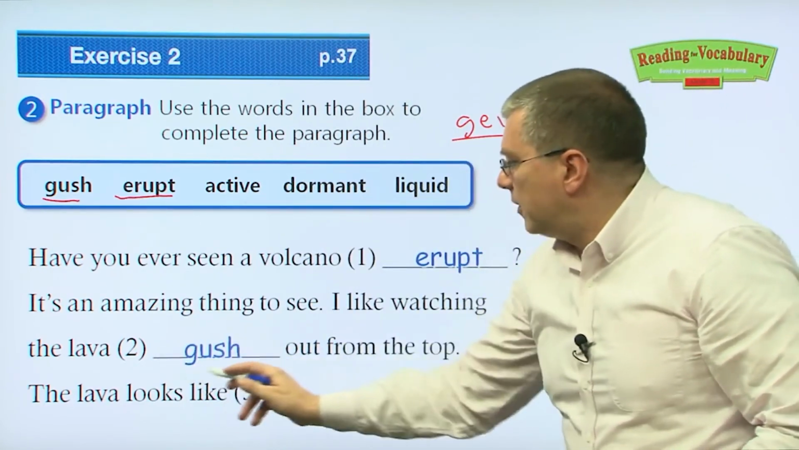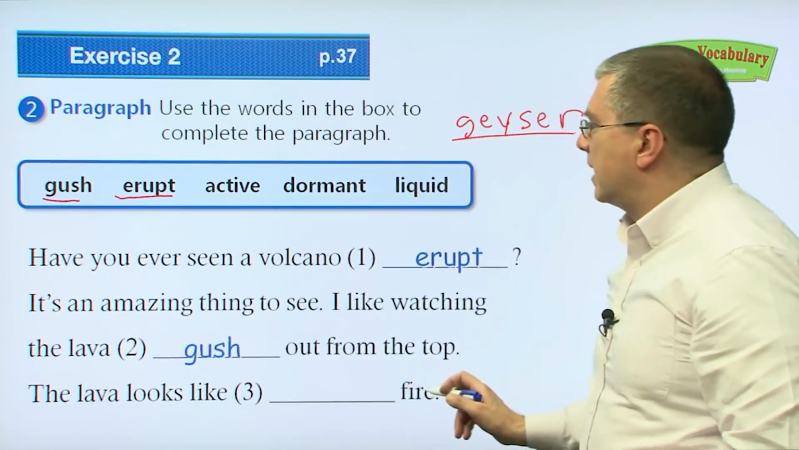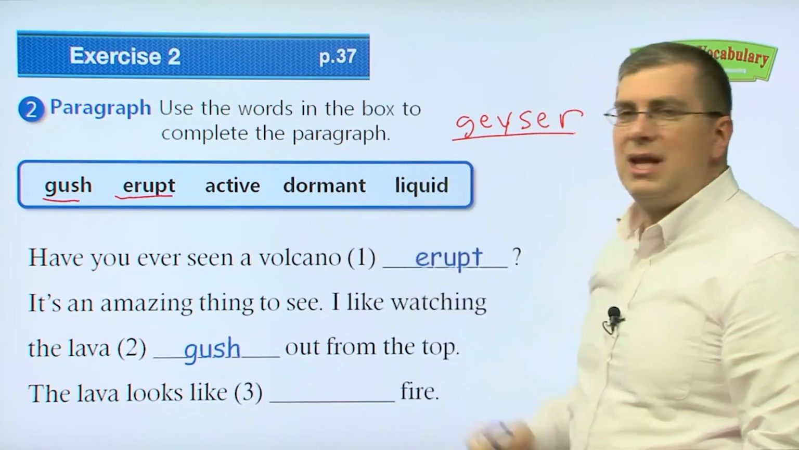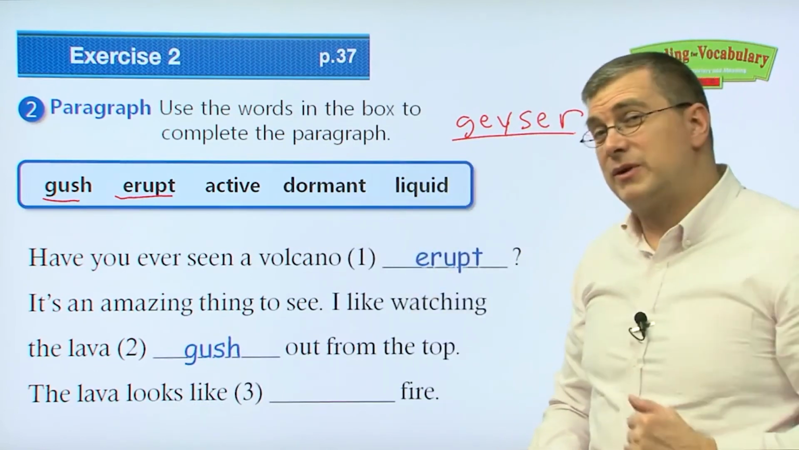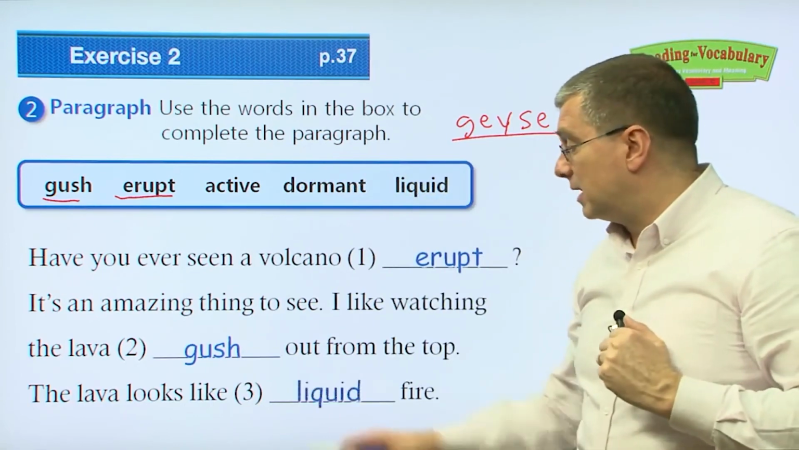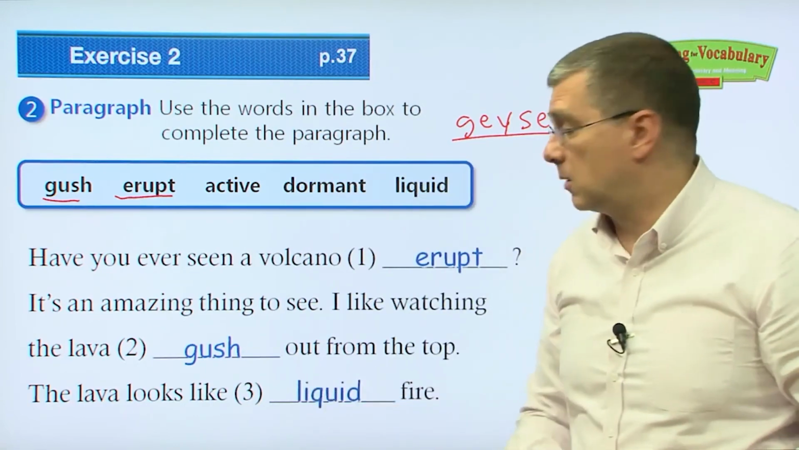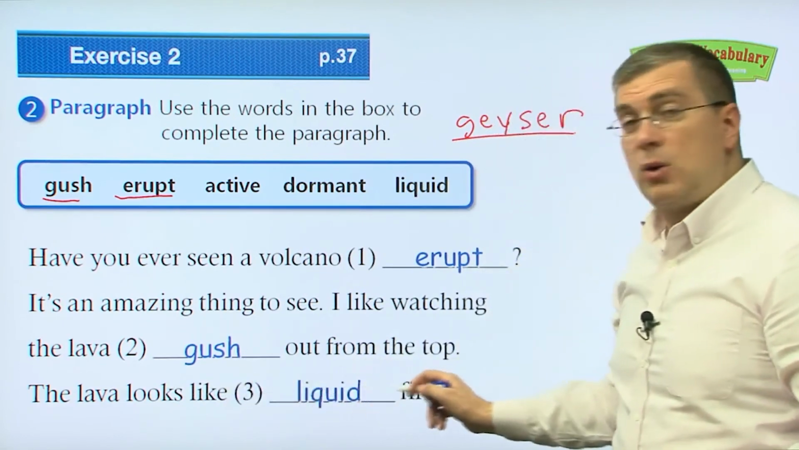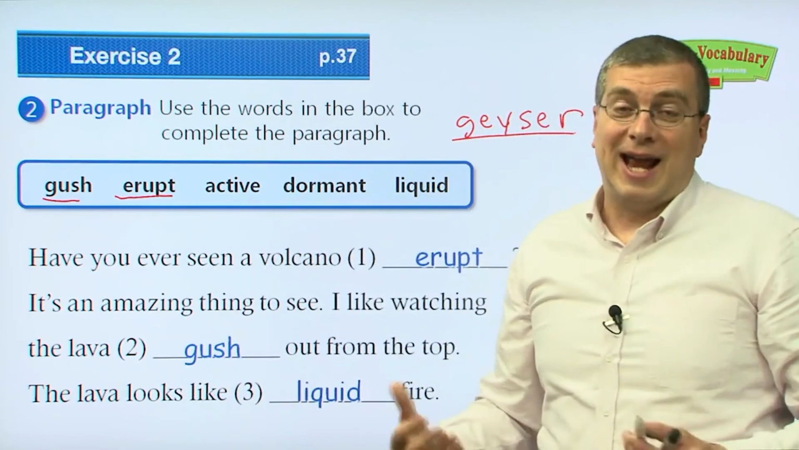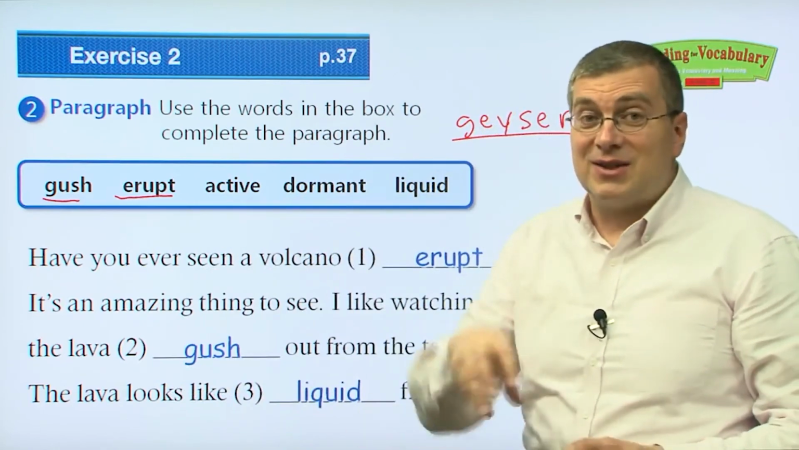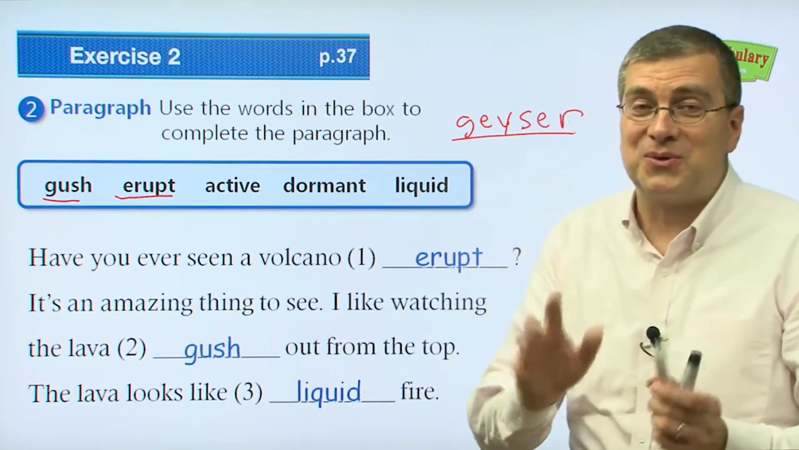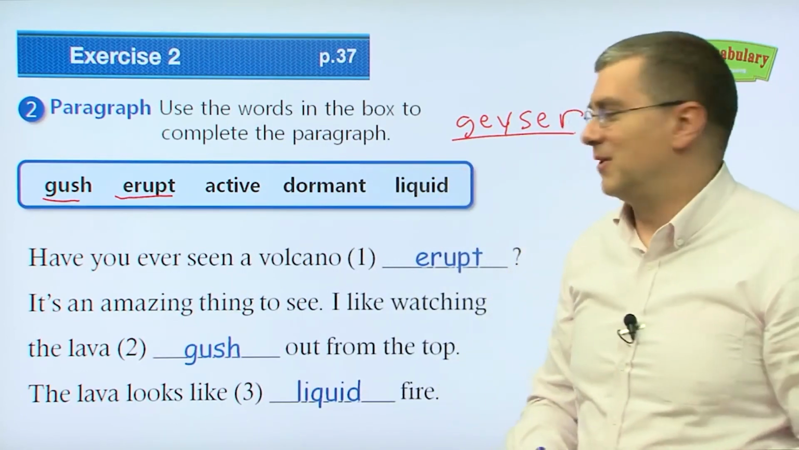Okay, the lava looks like blank fire. What kind of fire? Is it active, dormant, or liquid fire? Remember when we saw the video? It looked like, the rock looked like a what? Liquid. It looked like a liquid. So the lava looks like liquid fire. It's like a liquid that is on fire. And actually, it's very dangerous. It is a liquid, and if you touch it, your skin will become on fire. So don't touch lava. Don't get near lava, okay?